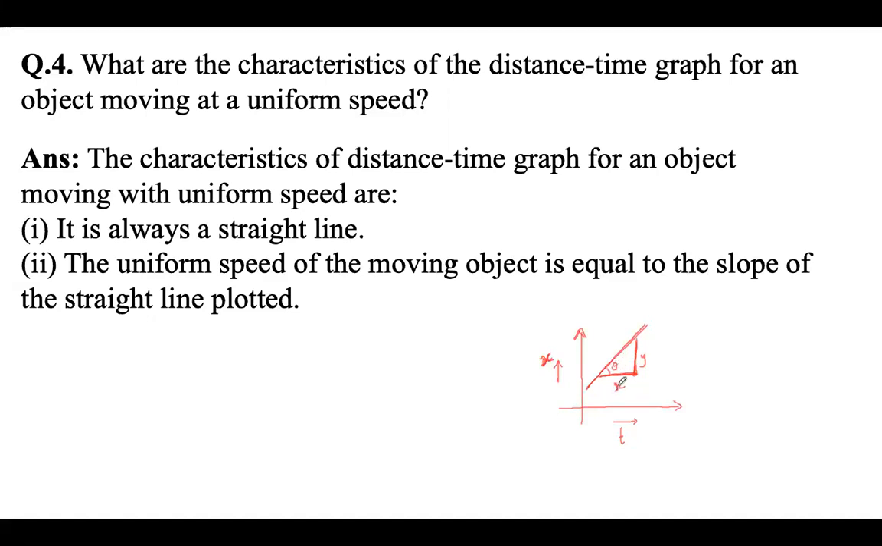और ये जो है हमारा uniform speed, it can be measured equal to the slope of the straight line plot. So these are the two characteristics of the distance time graph.